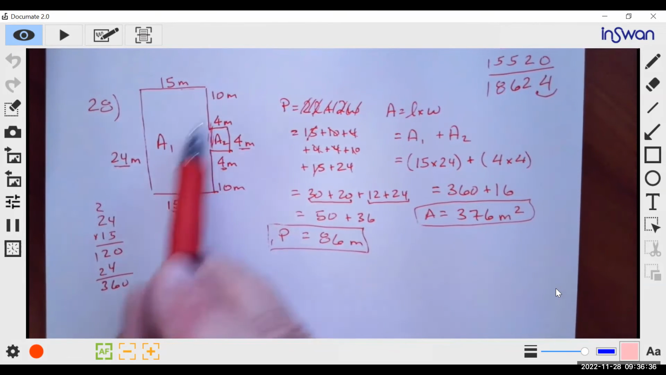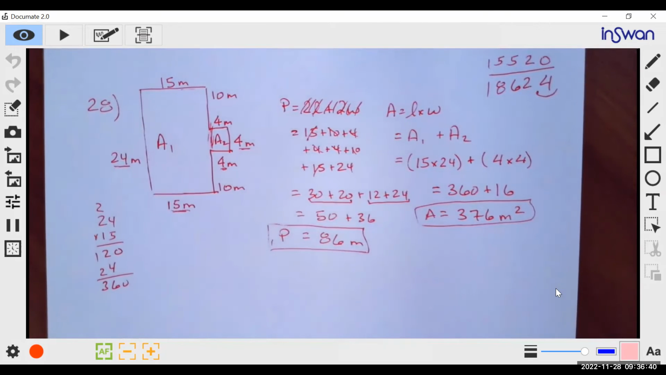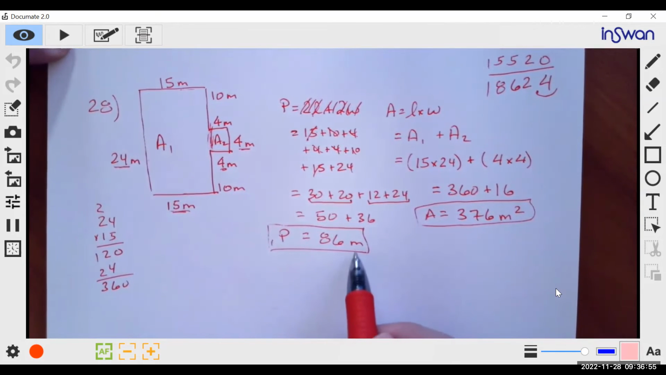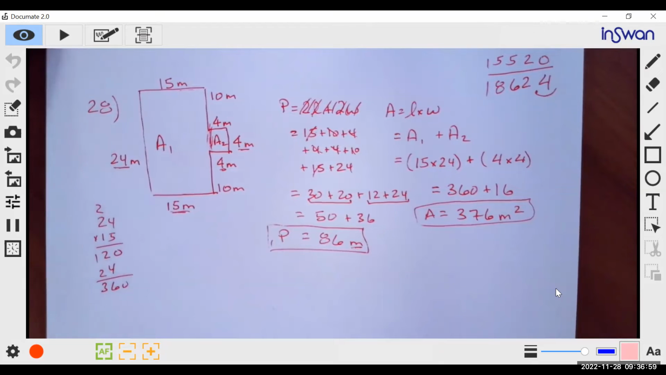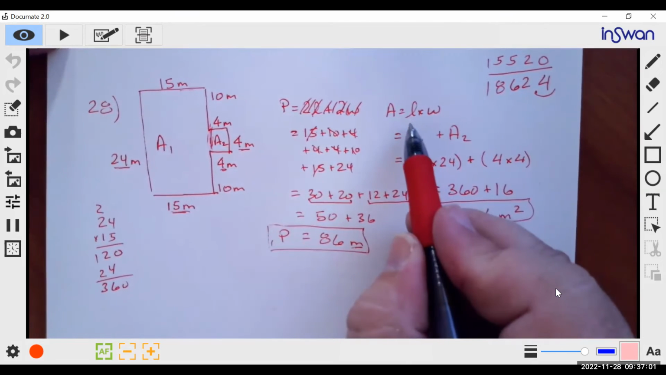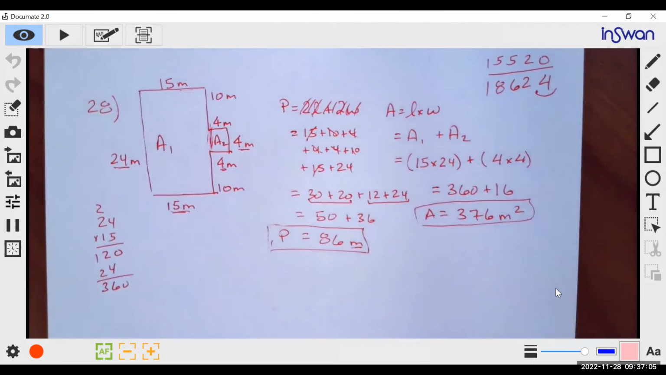So basically, whenever you have a weird shape, make as many squares or rectangles as you can and just add up each one separately for the area. The perimeter, just add up all the numbers. Remember, perimeter is whatever the unit is. Area is always squared. Why is it squared? Because it's length times width. Meters times meters is meters squared.